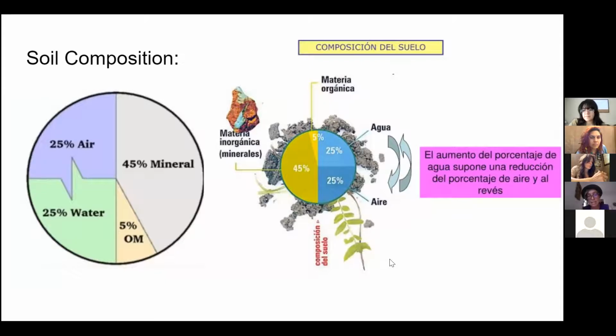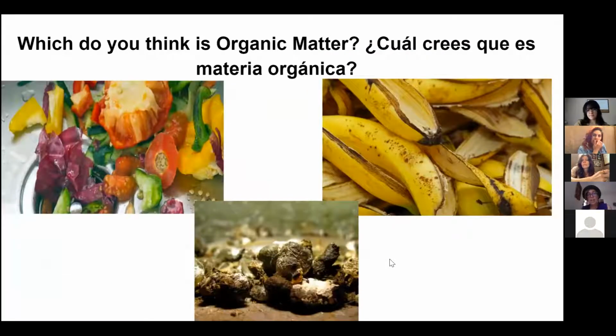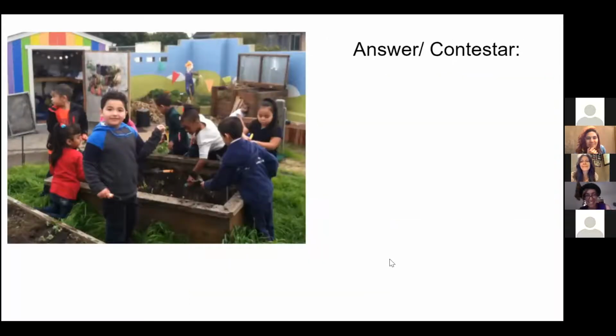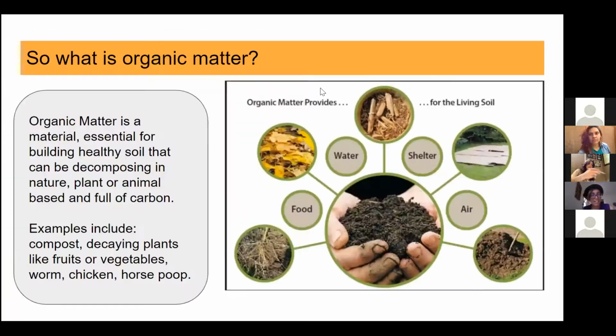So we're going to go ahead and move on to the next slide where we talk about what that 5%, that organic matter, is. So which one of these do you think is organic matter? Any responses? You can say it out loud. You can put it in the chat. All of them. Hey, okay, awesome. I know I'm with all of these experts. So yes, all three. And that's the soil exploration that I am about to talk to you about right there in the Hillcrest Garden. And it's so fun.